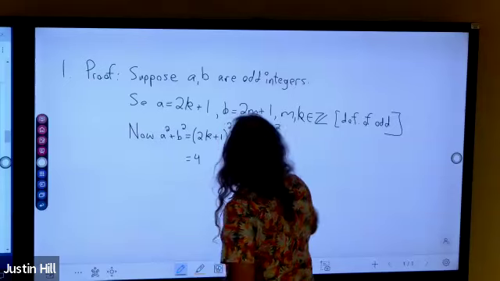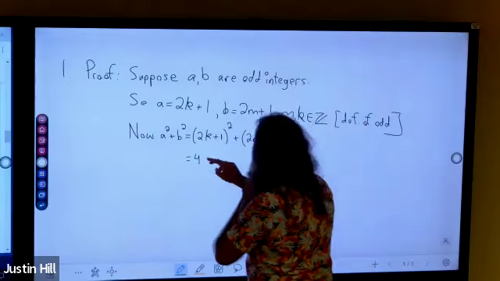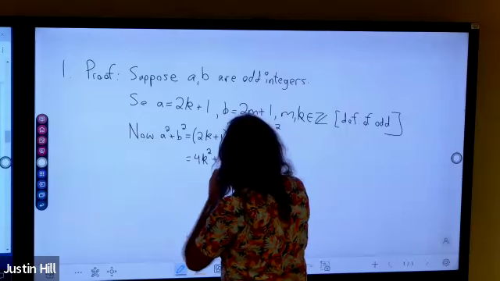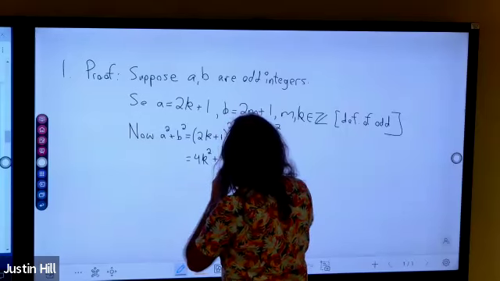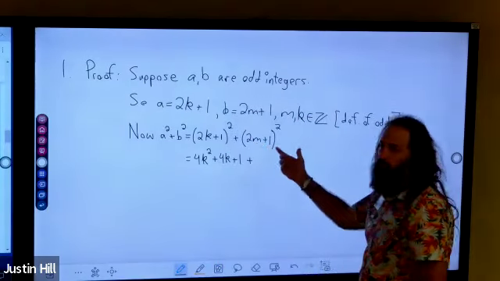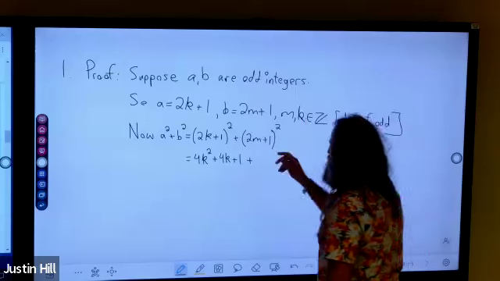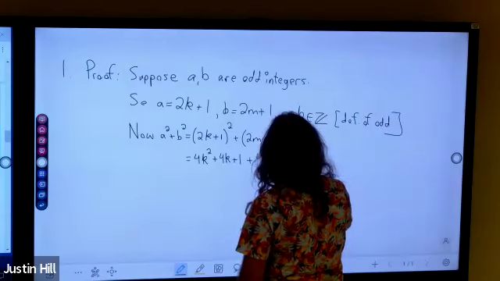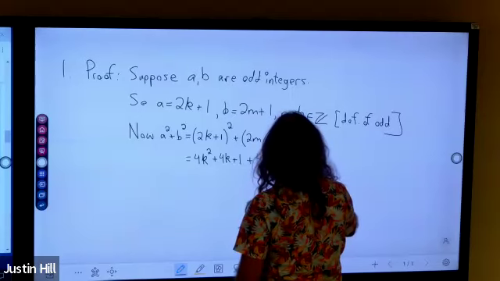So (2k + 1) squared, (2k + 1) times (2k + 1), is going to be 4k squared plus 4k plus 1. And then we're going to do the same thing for (2m + 1) squared: (2m + 1) times (2m + 1) is 4m squared plus 4m plus 1.